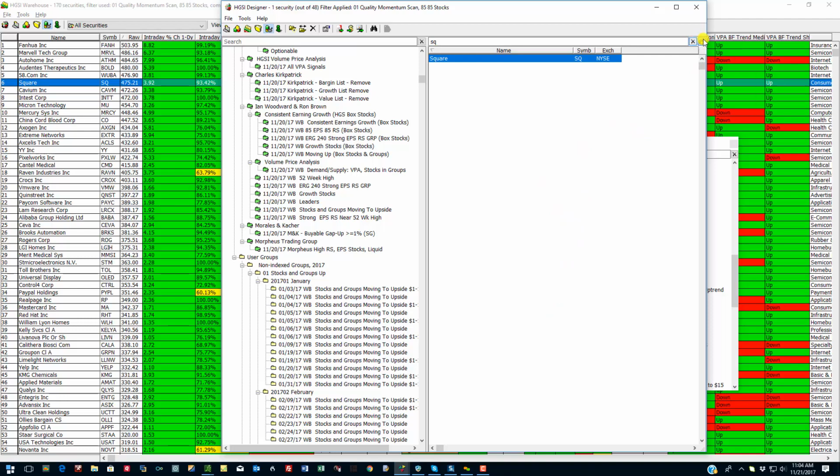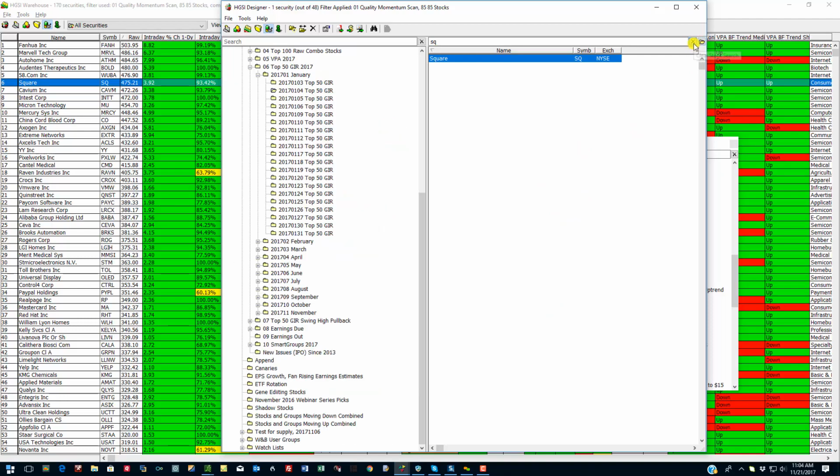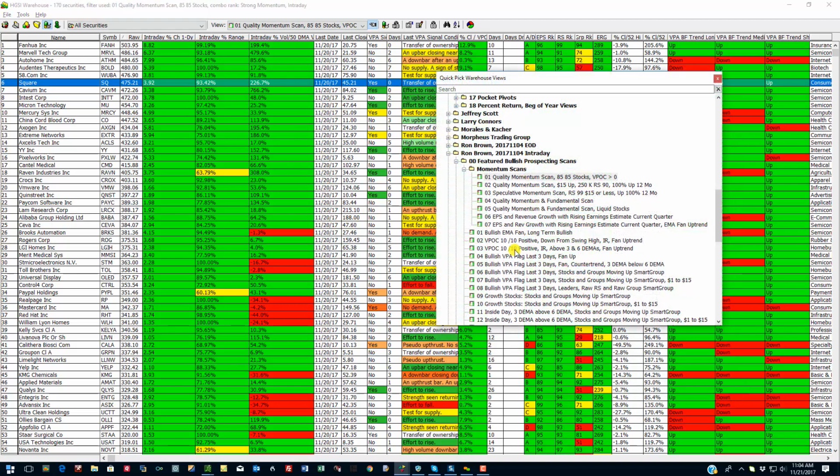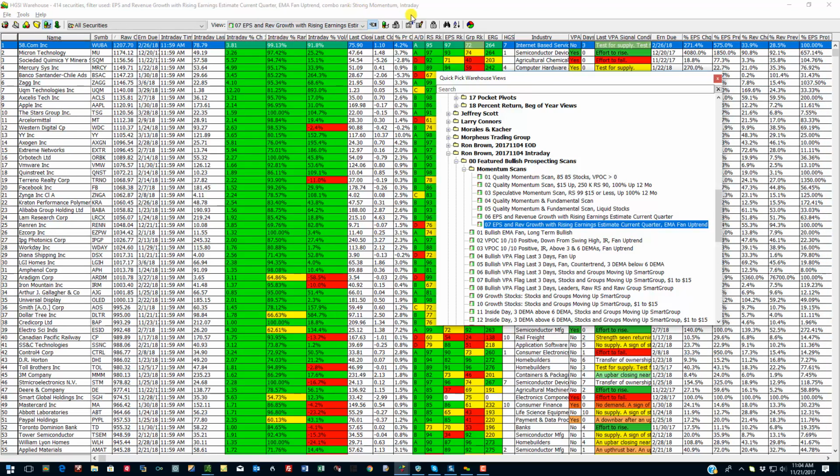Now I'm going to clear this out. I'm going to take that off and just get rid of that. And that's the way you can do it if you want to see how often these stocks have appeared. Okay, let's look at a few more of these. I'm not going to go through all these, but my point is that this strong momentum intraday combo is appearing on, I believe, all of these groups or all of these warehouse views. So it's going to bring the cream of the crop to the top.